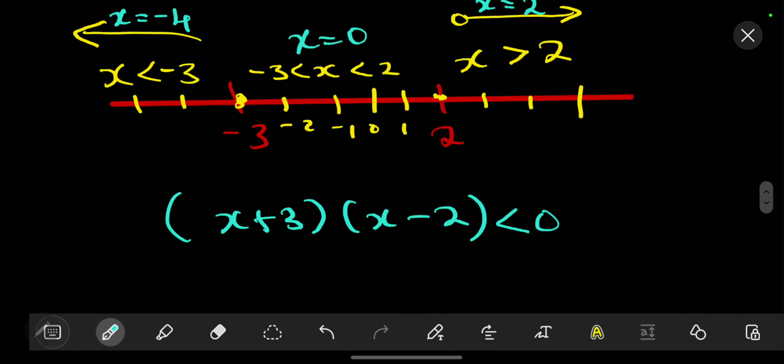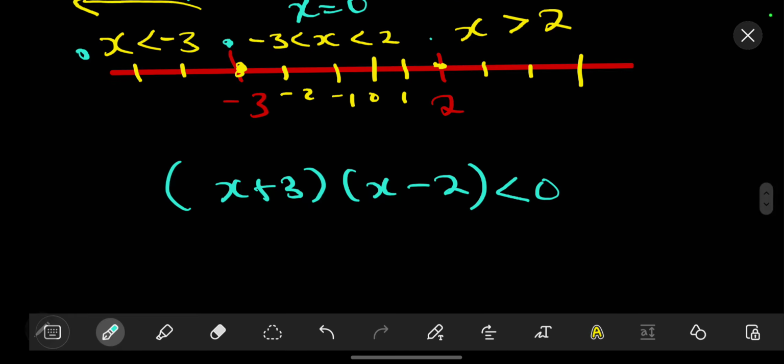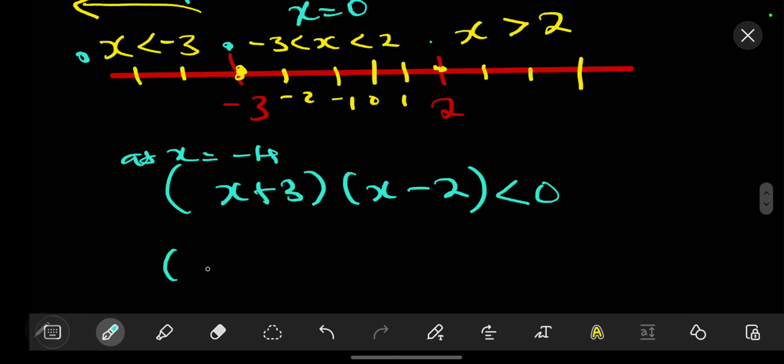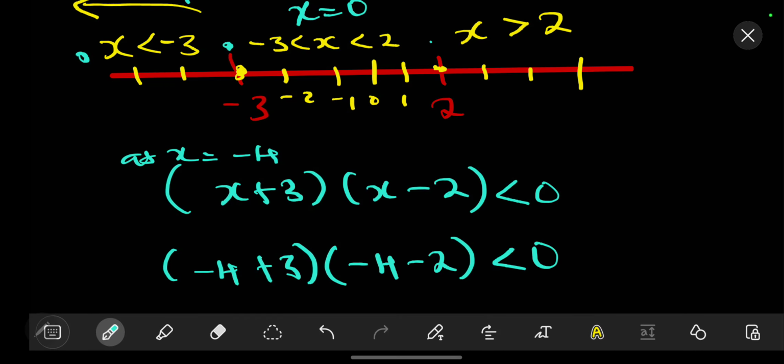Now let's see which part of the equation will produce the answer that is less than 0. Let's say we take our -4 there. We are going to be taking them in two parts. We test this part, then we also test the interval. Whatever gives you less than 0 is your solution. So if x is equal to -4, where there is x, we put -4: (-4 + 3)(-4 - 2) less than 0.